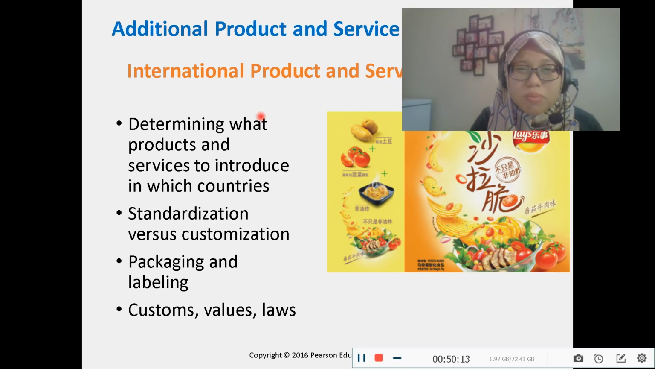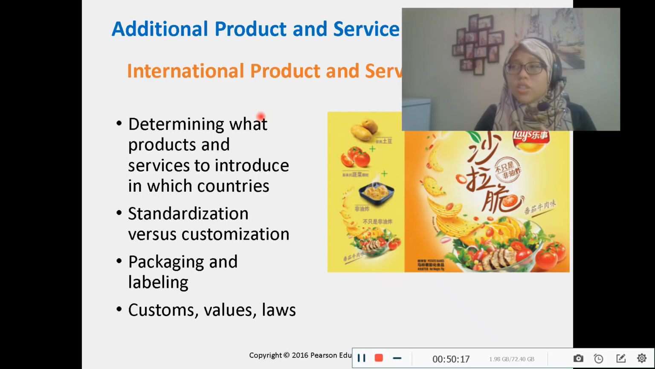Okay, and whether you want to do standardization or customization, it's all depend on you. Or you want what kind of packaging. Labeling is very important for you to label your product, because people can sue you if something wrong happened to them after they consume your product. Okay, custom values and laws. Of course, the product, okay, have to comply with certain rules and regulation, customs and laws. Okay, so ini adalah additional consideration.